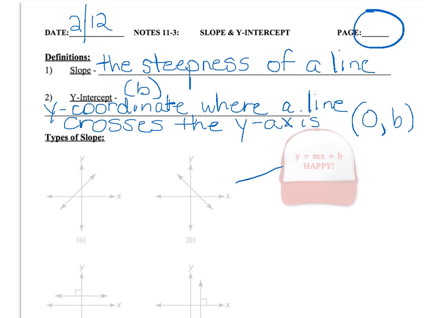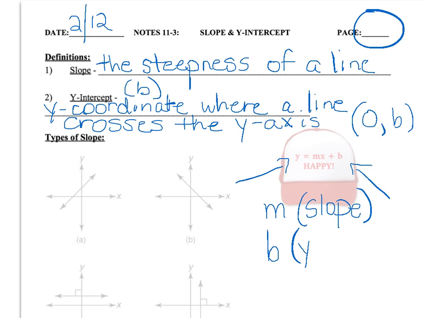And you'll see this happy hat in your notes, and the y stands for any y-coordinate. The m is, again, our slope, our value for slope. The x is any x-coordinate in any point that we're dealing with that lands on a line. And we have our b, which we just said is our y-intercept. That's the y-coordinate where it crosses the y-axis.